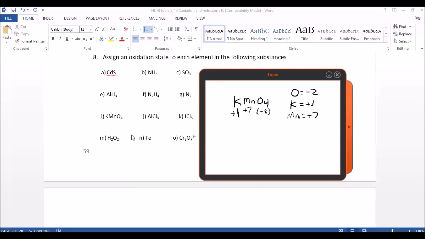One more example real quick. N. Keep an eye out for elements. Fe, uncharged, there's no ion here, so the oxidation state is 0 for Fe in this case.